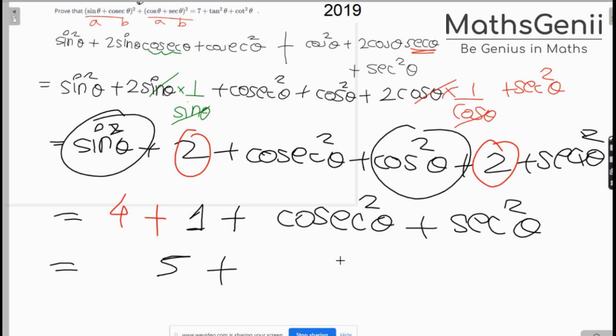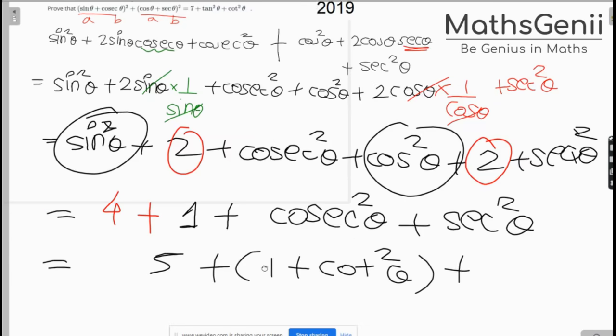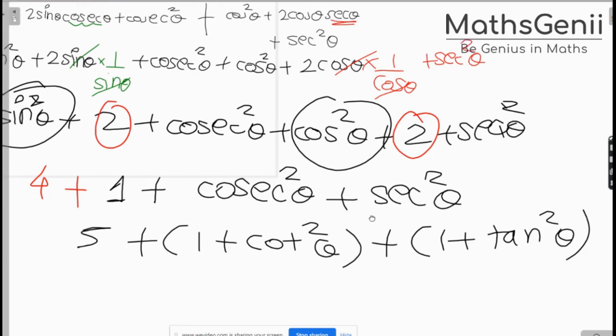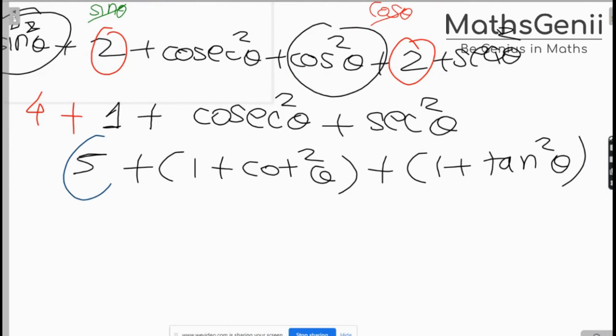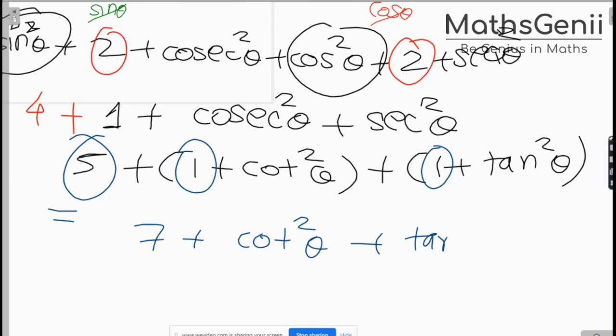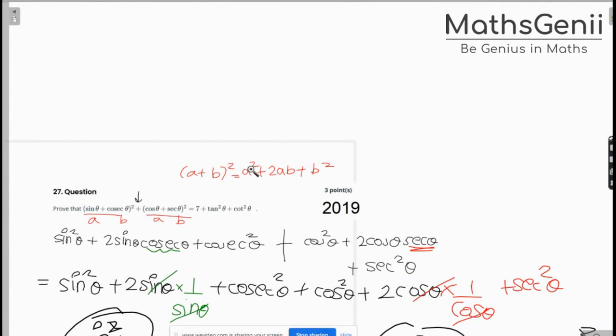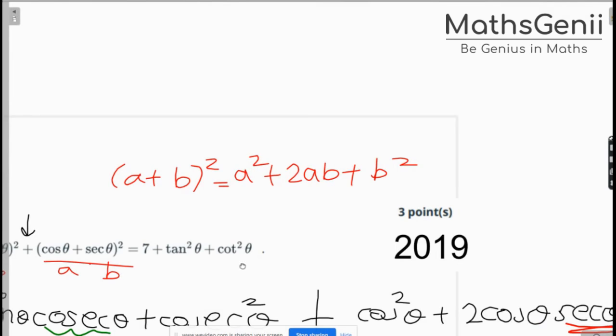Now the cosec square formula I know is 1 plus cot square theta, and the sec square formula I also know. Go and refer to your formula sheet. It is 1 plus tan square theta. Again, can I write 5 plus 1, 6 plus 1, 7 plus cot square theta plus tan square theta. This is what you wanted to prove, hence proved. Go to the question and see. 7 plus tan square theta plus cot square theta. That is what you wanted to prove. Yes, here is your proof.